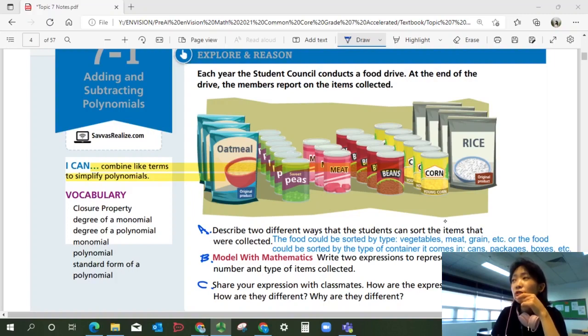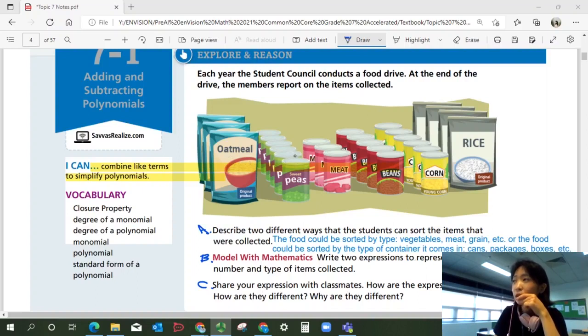Why don't we sort by the type of container? Because I feel like veggie and meat and grain would be a little bit confusing. Thinking, where does oatmeal go? And is bean more of a protein or is it more of a grain? One would argue one or the other. So let's go to a less controversial type. Let's do cans and packages.